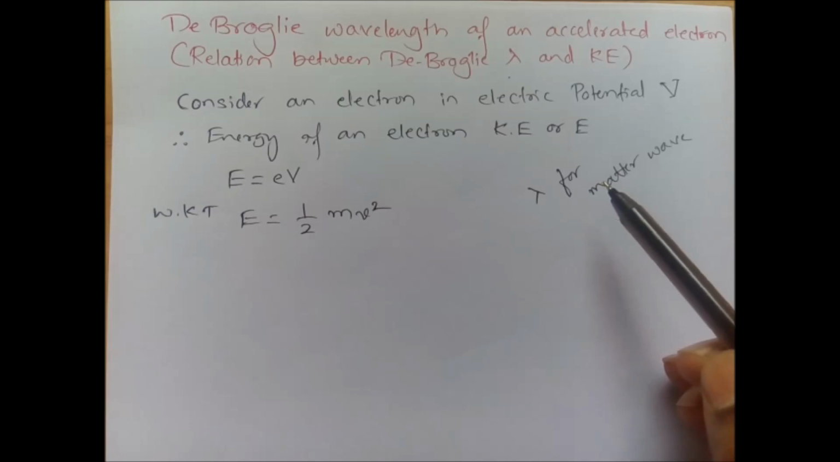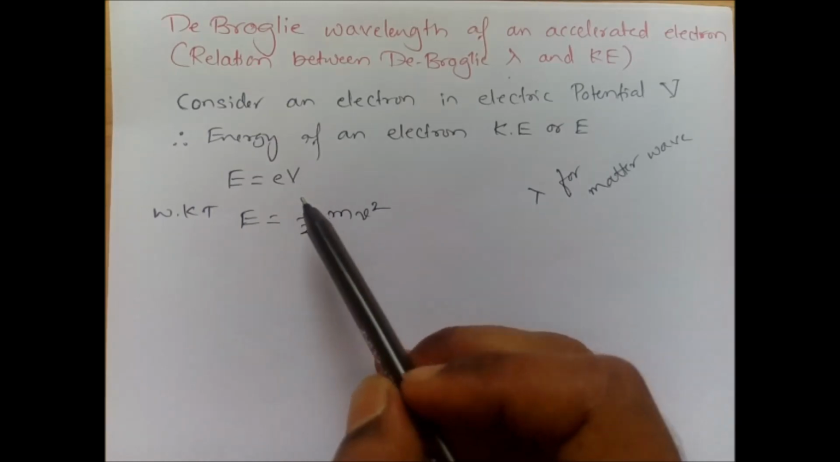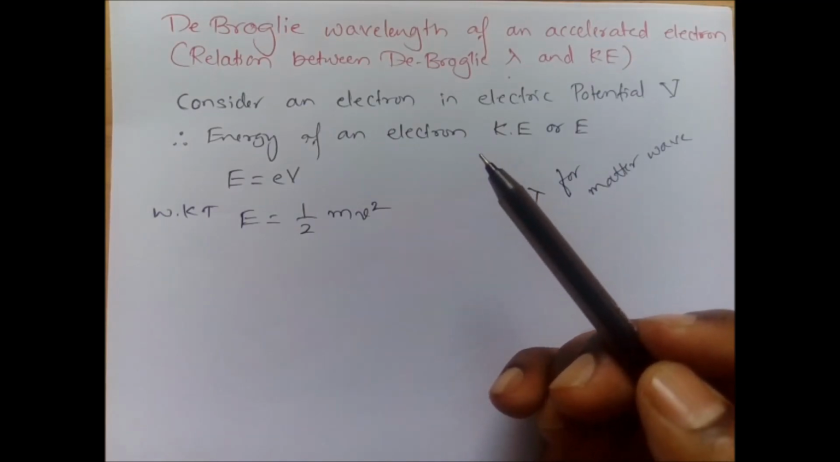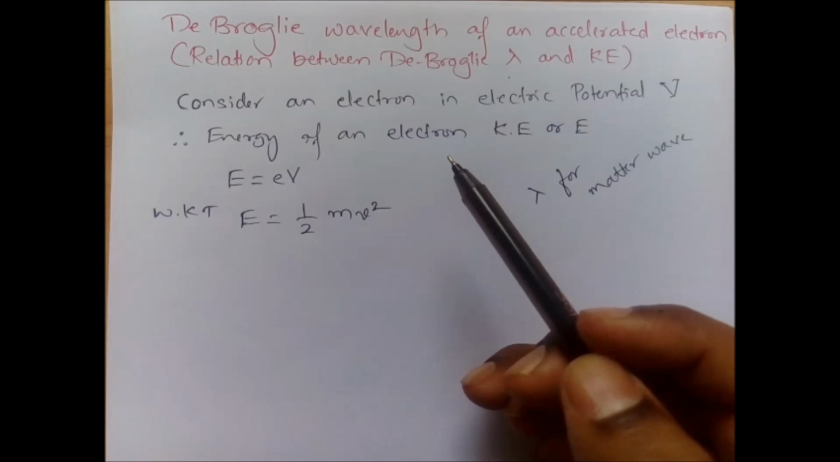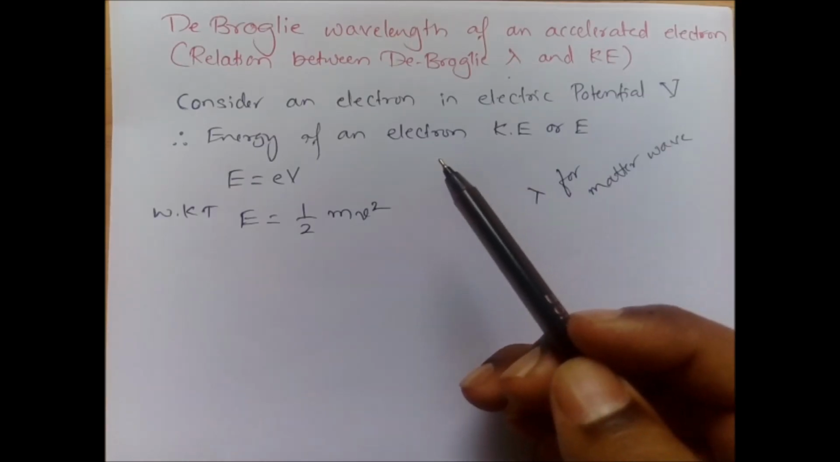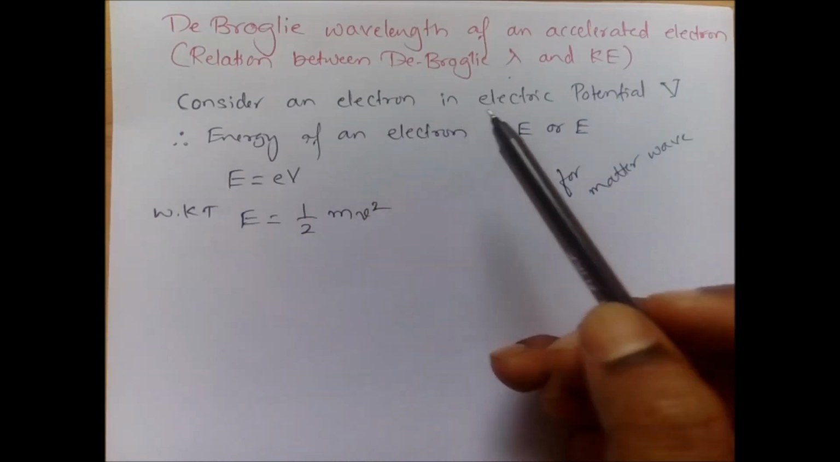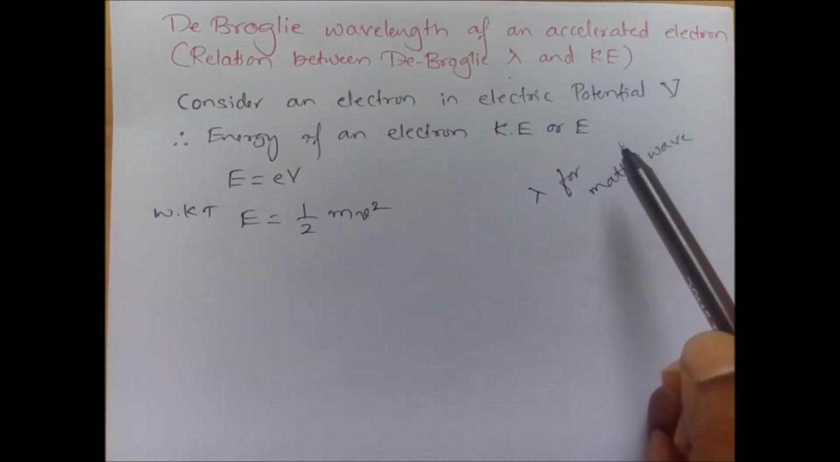Now, de Broglie has said that wave and matter, and he said that it's a matter wave, and he found the lambda, that means the wavelength for that matter wave. So now what he considered is an electron. Electron is a particle also, and it behaves as a wave also. He has considered the electron in electric potential V. That means it is an accelerated electron.